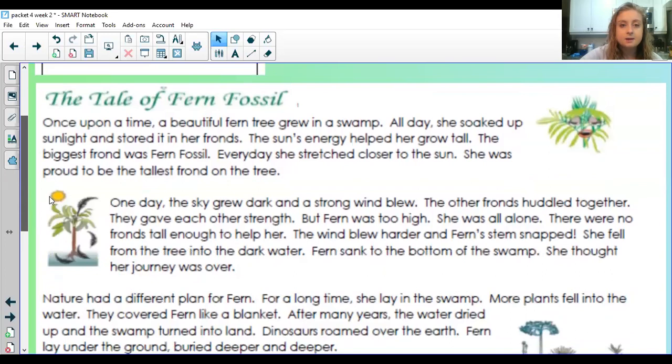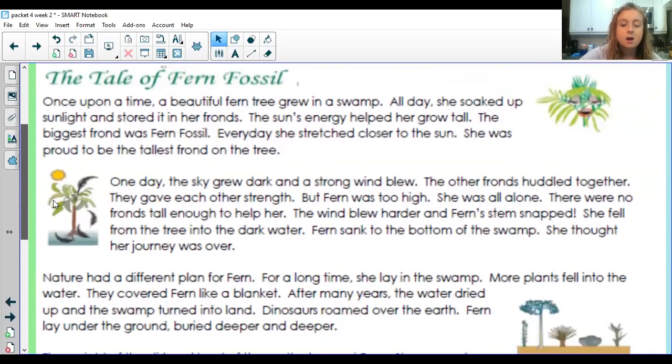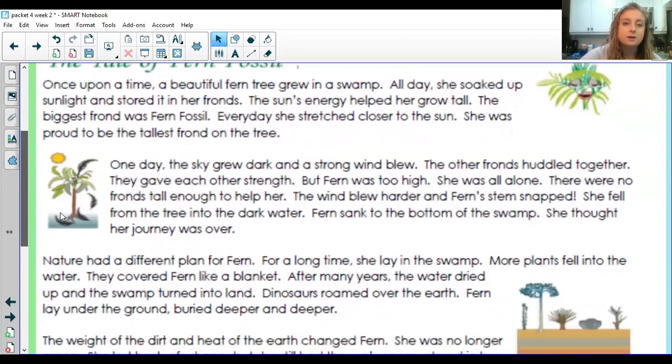Once upon a time, a beautiful fern tree grew up in a swamp. All day she soaked up sunlight and stored it in her fronds. The sun's energy helped her grow tall. The biggest frond was Fern Fossil. Every day she stretched closer to the sun. She was proud to be the tallest frond on the tree.